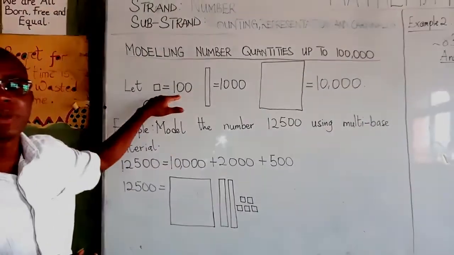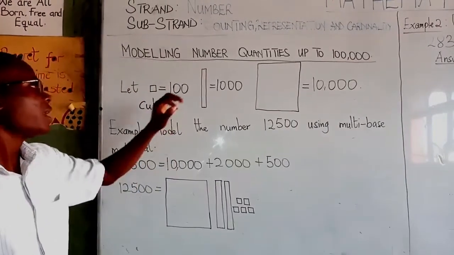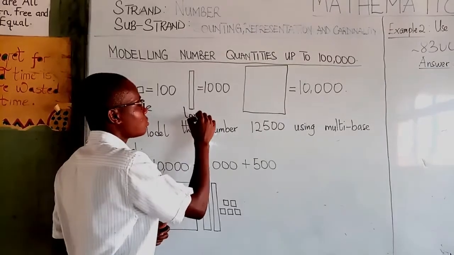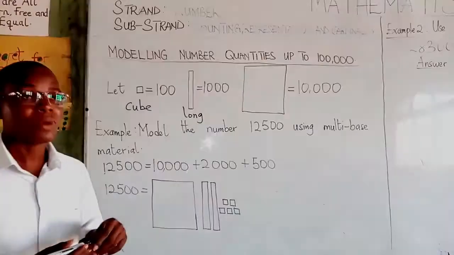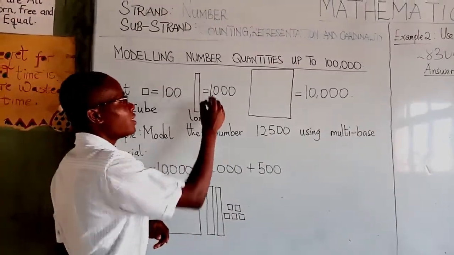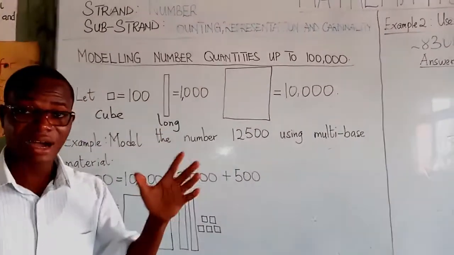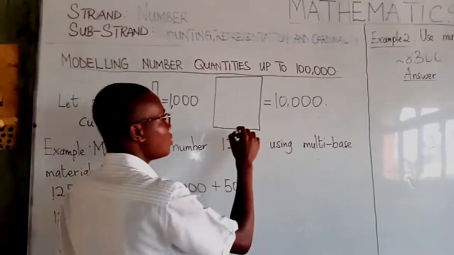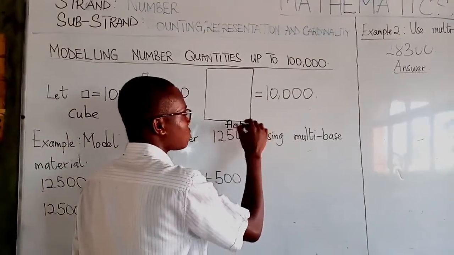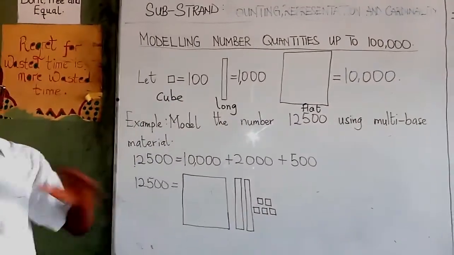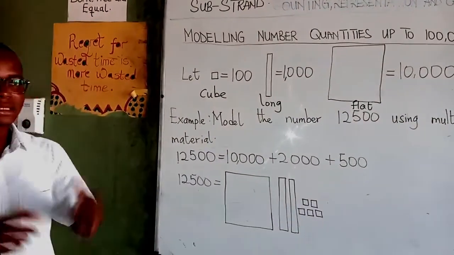We are going to let it represent 100. Then this long cube is going to represent 1000. Then this flat cube is going to represent 10,000. These things are going to aid us to understand the lesson very, very simply. Now let's take an example.